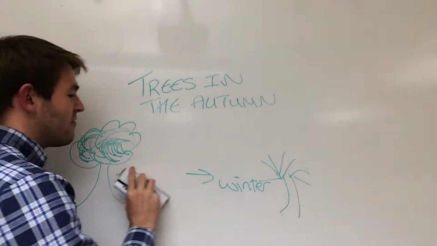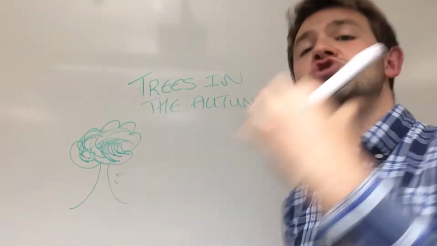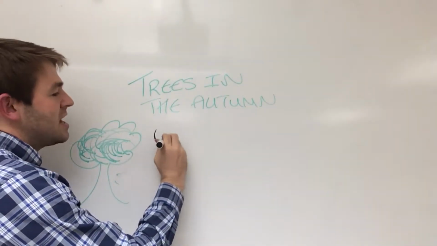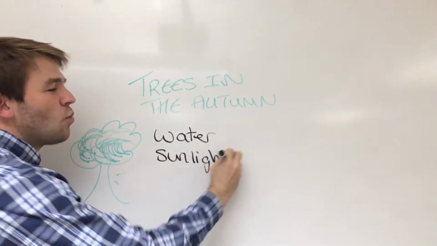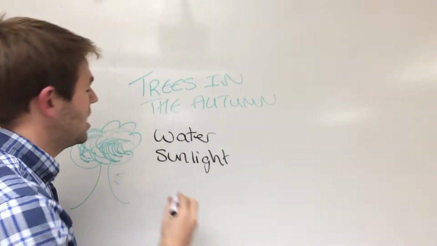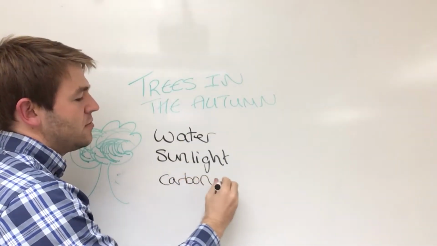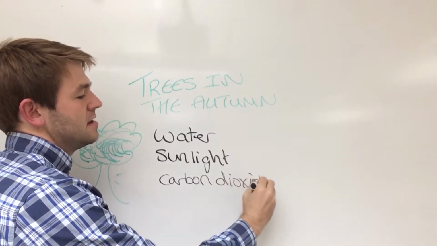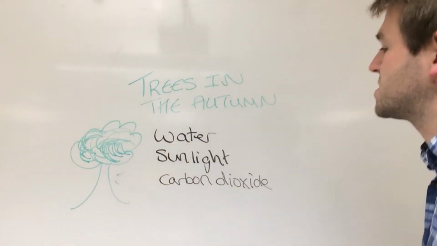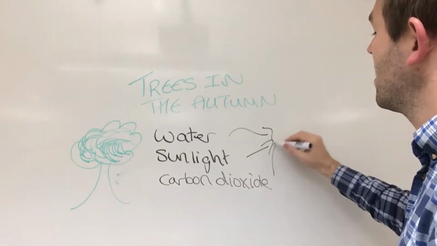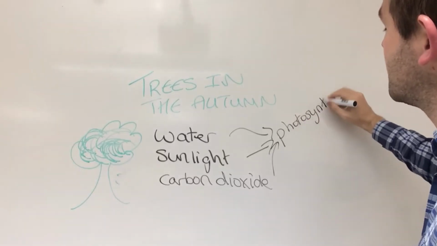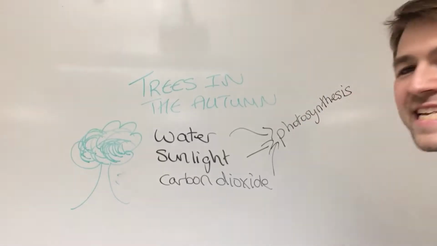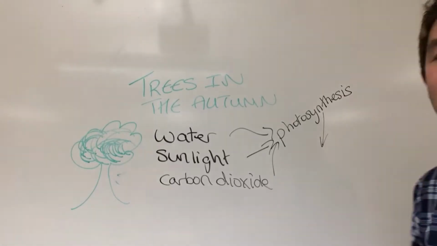So, to start with, let's remember the things that the tree needs to survive. It needs three things that are really important. It needs water, it needs sunlight, and it needs one gas from the air around us, and that gas is called carbon dioxide. These are the three things the plant needs. Those three things come together, and they do a chemical equation called photosynthesis. This is how plants make energy.